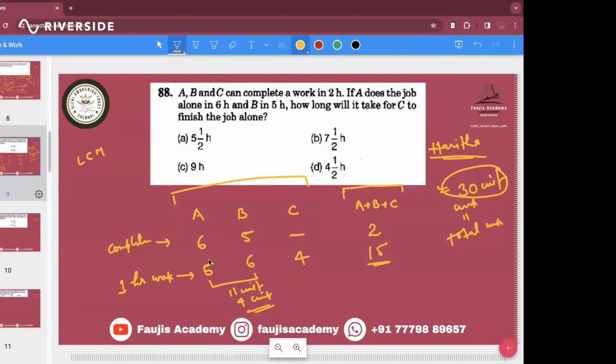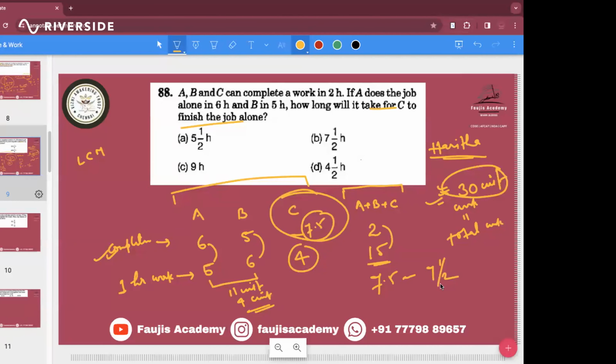And if this is 4, the multiplication of these two is 30. What number will come over here? 7.5. Then only it will become 30. And they are asking how long will it take for C to finish the job alone? We are talking about the completion. 7.5 is as good as 7.5. So what will be your answer? 7 1 by 2. Yep, absolutely.